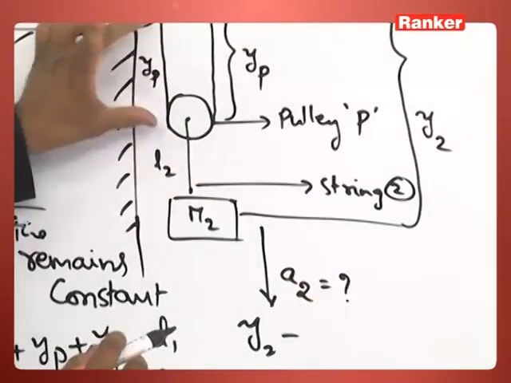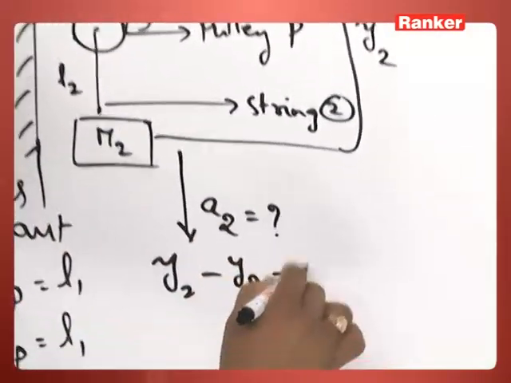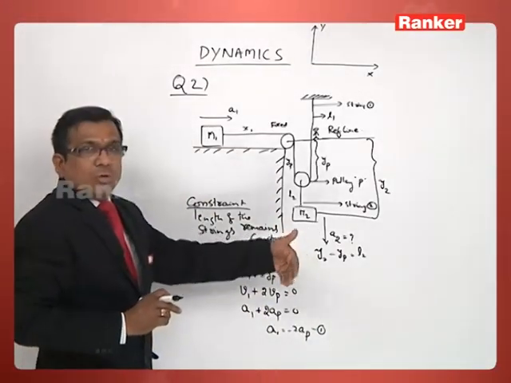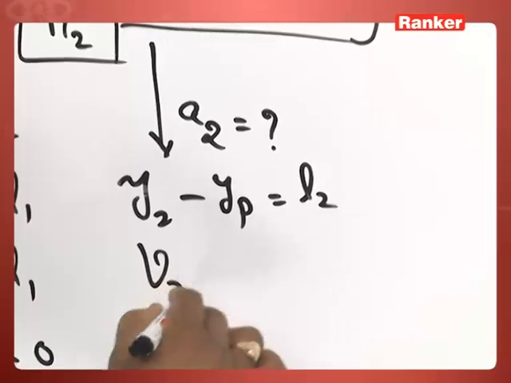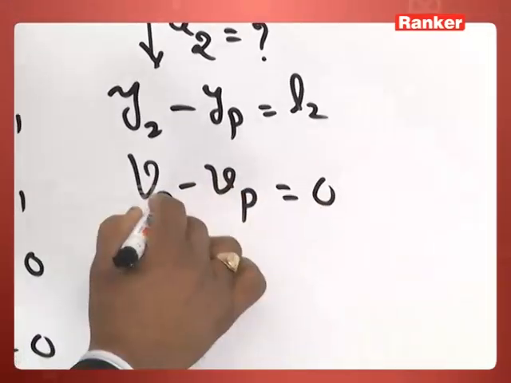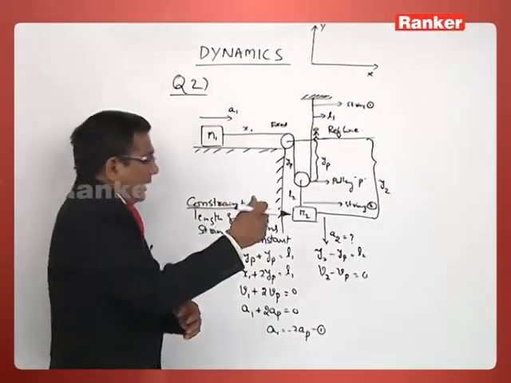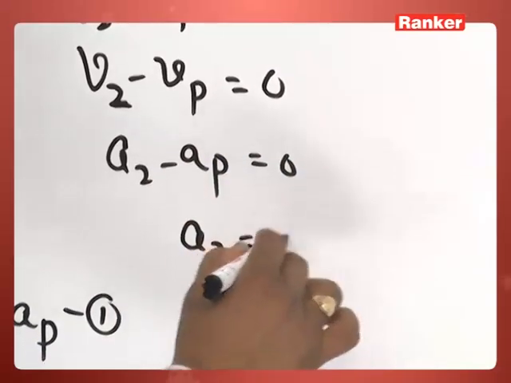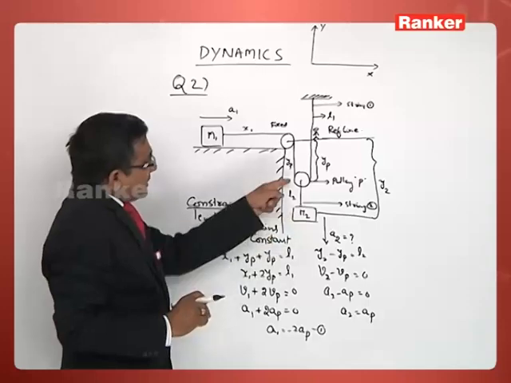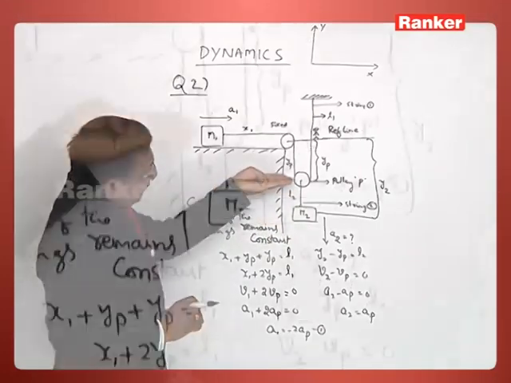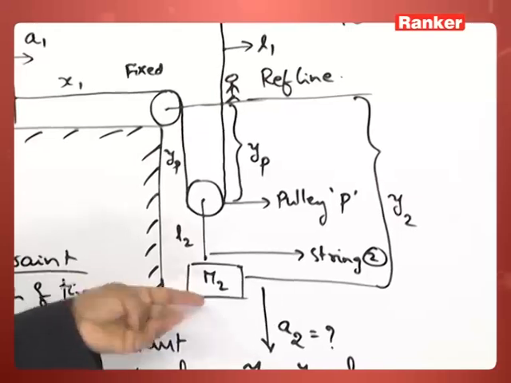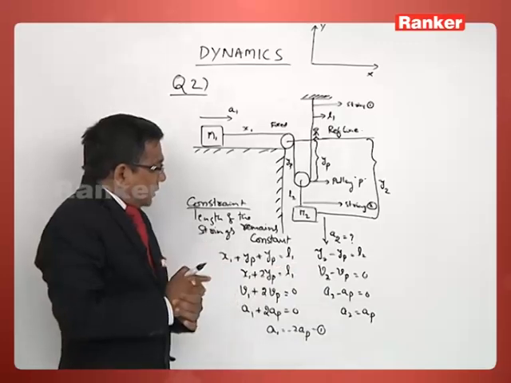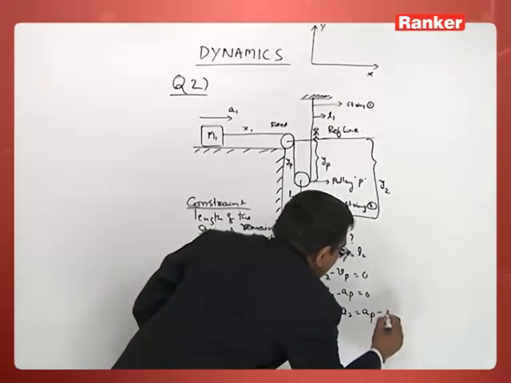So this distance minus this distance yp is equal to L2. Similarly, again to get accelerations, as you know the distance, you have to differentiate twice. Then you will get v2 minus vp is equal to 0. You are getting velocities. Again, if you differentiate, a2 minus ap is equal to 0, that means a2 is equal to ap. That means as both are connected by the same string, with whatever acceleration the pulley moves down, with the same acceleration this block M2 also moves down. Therefore, A2 is equal to AP, and you get this equation 2.